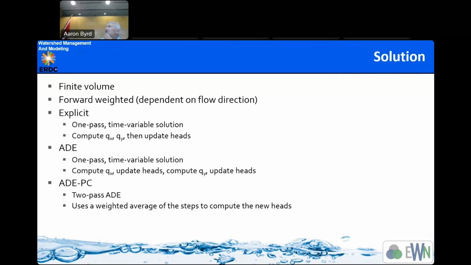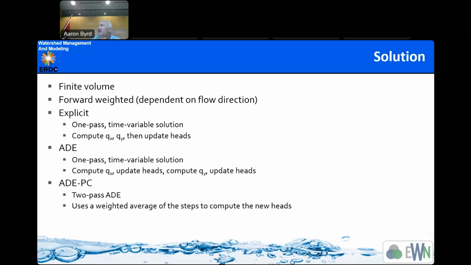And so, like I said, it's a finite volume, and the method is forward weighted, and it's dependent on flow direction. So you always solve from upstream to downstream, and flow directions can shift during time and space. And so you're always checking to make sure you're solving from upstream to downstream. And there are 3 different methods that you can use. The explicit method was the original method. You don't really use it anymore. It's fast, but it's not very accurate.